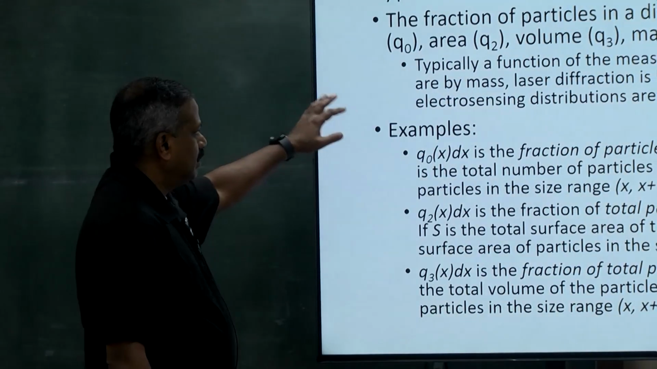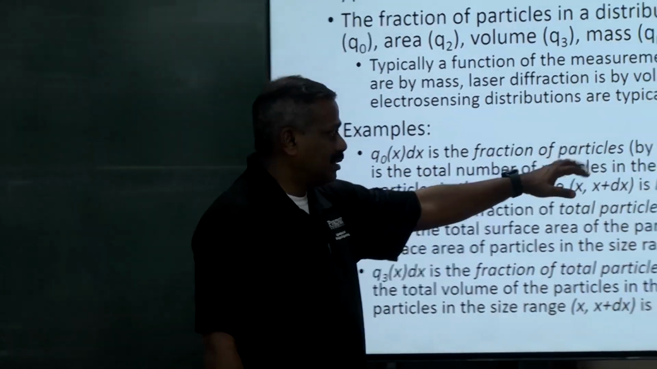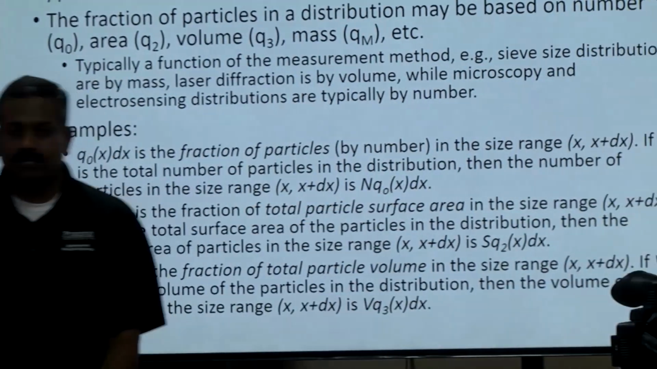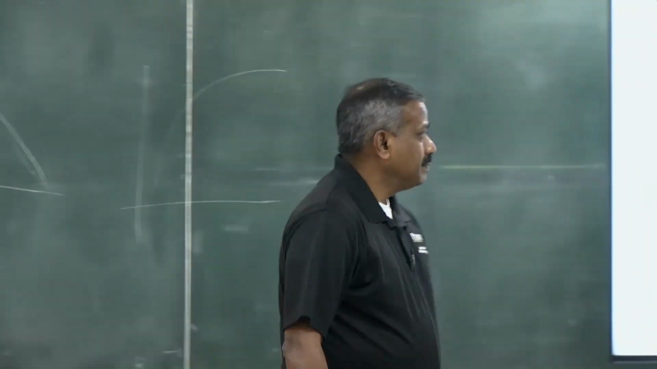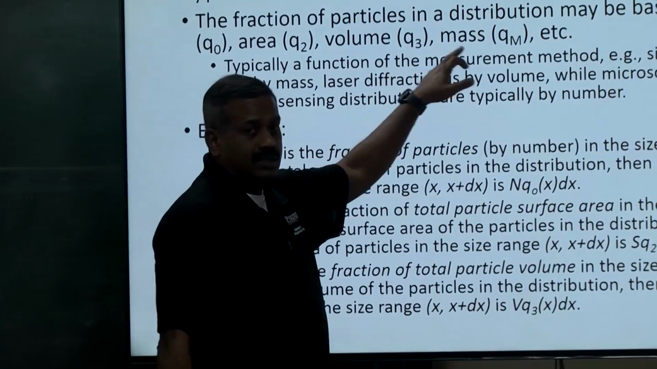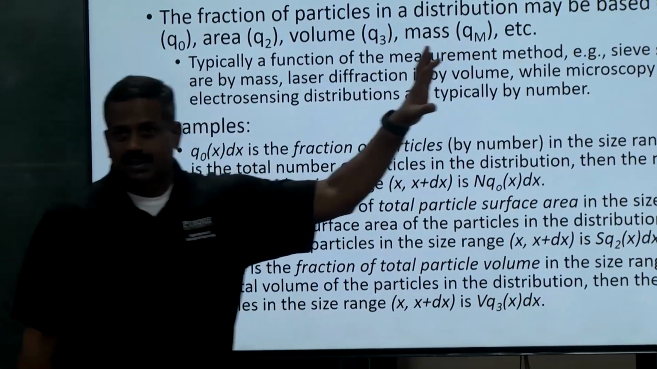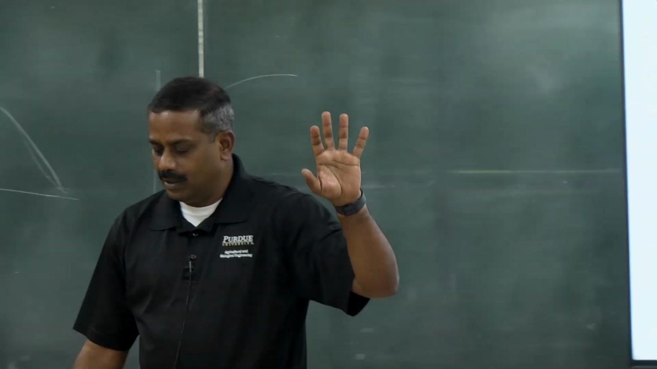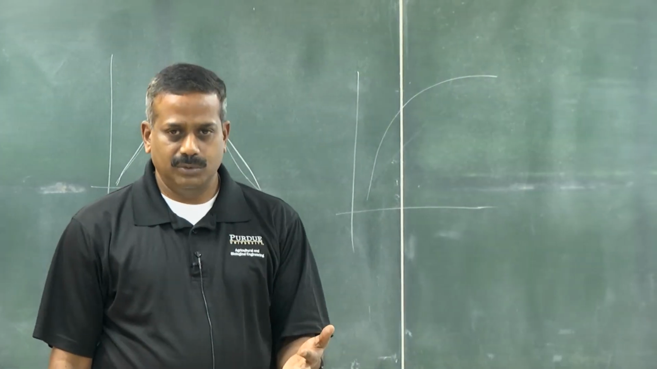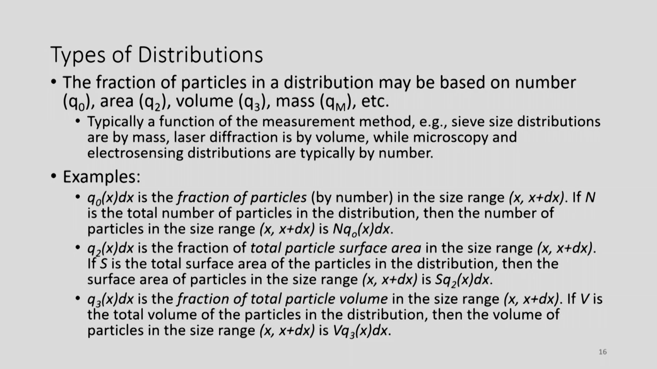So, just as an example, if it's a number based distribution, you get the total number of particles. A smaller q indicates a frequency distribution, okay. If it's an uppercase letter, then it's a cumulative distribution. If you see any distribution, if it's a lowercase letter, then it's always a frequency distribution, and an uppercase letter indicates a cumulative distribution, okay. Again, from those distributions you can classify the powders.